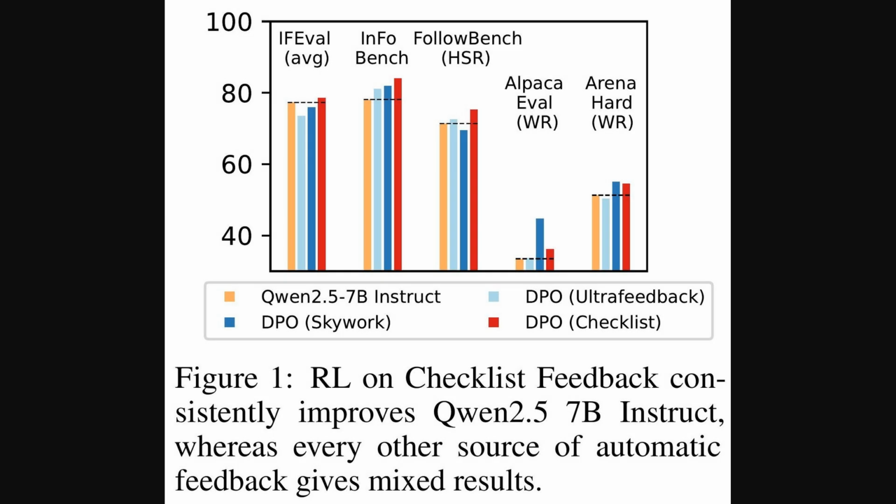Alright, so the core of their argument is visualized in this first figure. It shows the results of fine-tuning the Qwen 2.5 7B Instruct model. They use a technique called direct preference optimization, or DPO, which teaches the model by showing it pairs of responses and simply telling it which one is better. Looking at the chart, the red bar represents their new checklist method, and it's the only method that improves performance across all 5 benchmarks. The other techniques, in blue, give mixed results, sometimes helping, but sometimes hurting. This result really highlights how the checklist approach provides a uniquely consistent and reliable improvement.